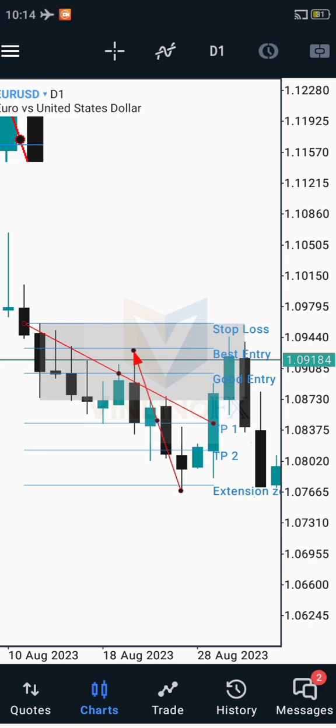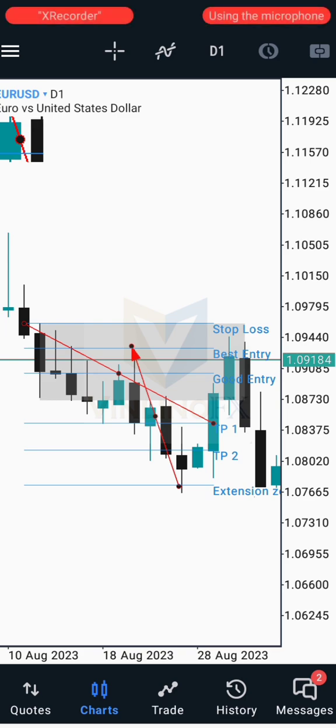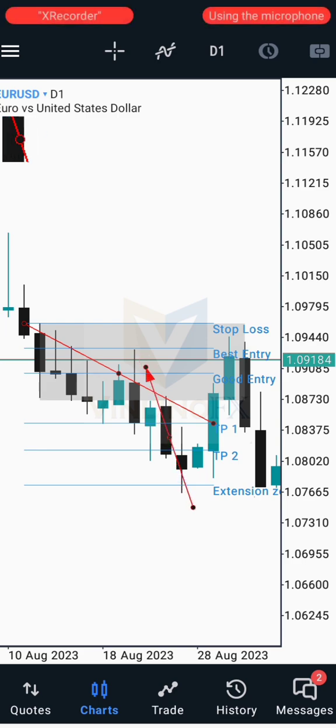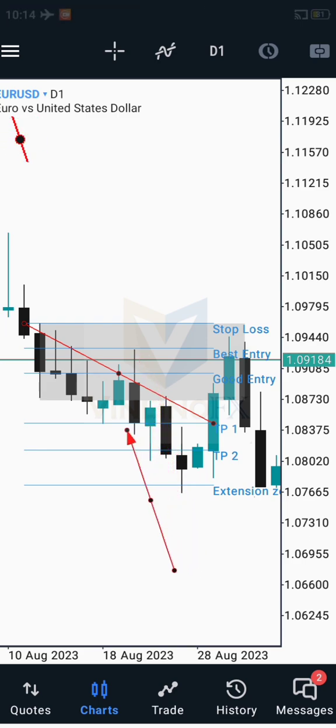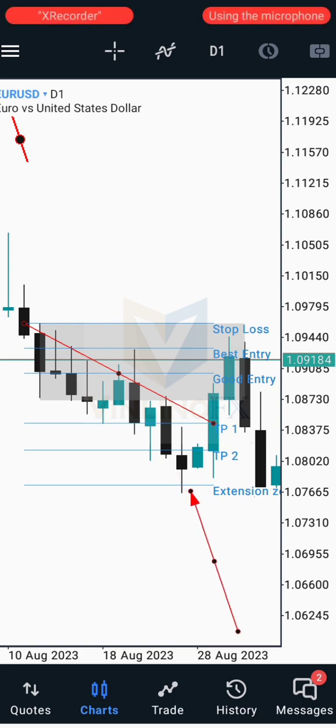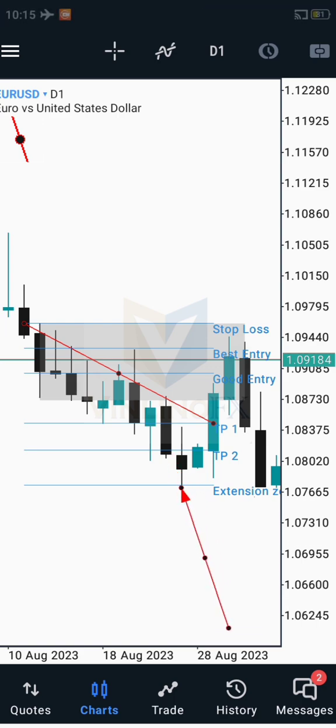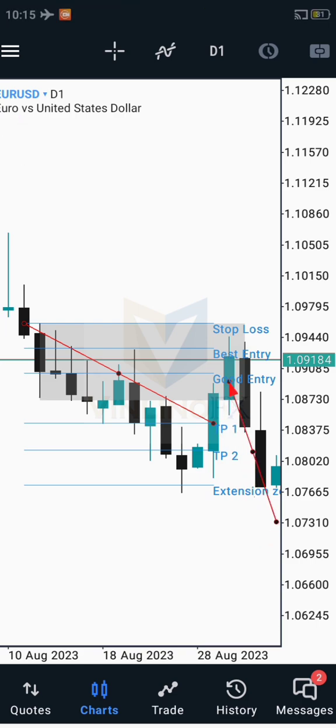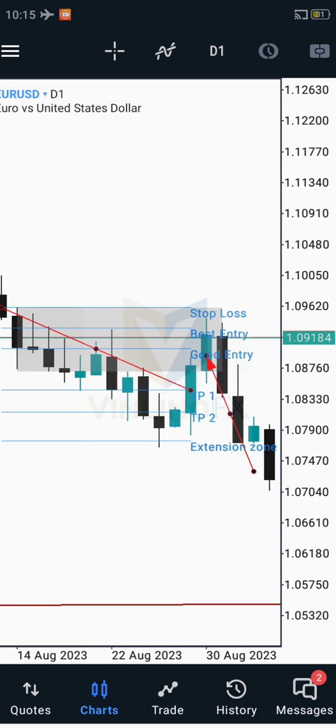So you do your refinement using our entry model. You go to a smaller time frame, H1, M15, execute your trade for a sale. Then you project your TP1, TP2, and your TP3, which is the extension. What happened? The market got to extension and started going back up. Have you seen it? Extension is an area where the market is likely to reverse.